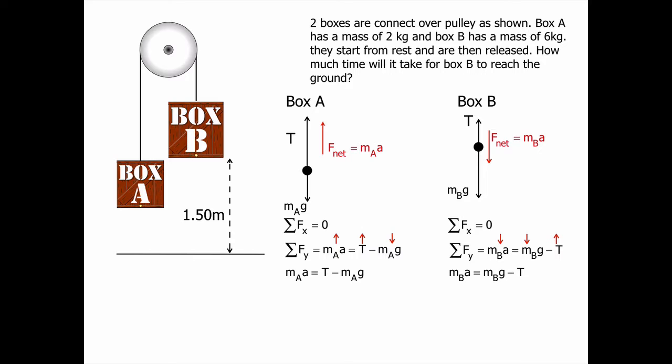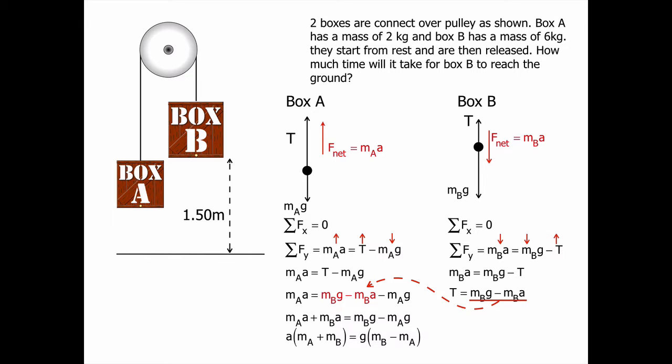So I'm going to take the equation on the right for box B, and I'm going to solve that for T. Again, there are multiple ways of getting the correct answer. This is just one. So T is equal to m_B g minus m_B a, and I'll take this whole expression and put it over into box A's expression. So instead of T, I'm going to replace it with my expression of m_B g minus m_B a. I'll take everything with an a and pull it on one side of the equation, so that's m_A a and m_B a. And then I'll use the distributive property to pull the a out. So a times the quantity m_A plus m_B.